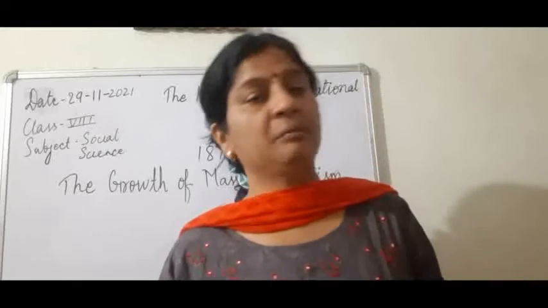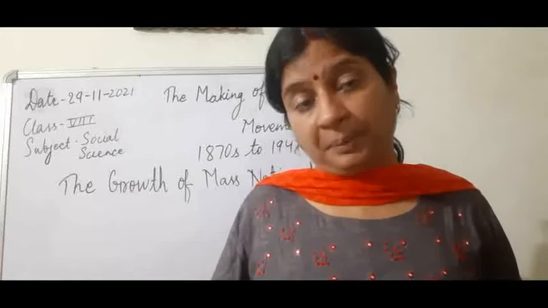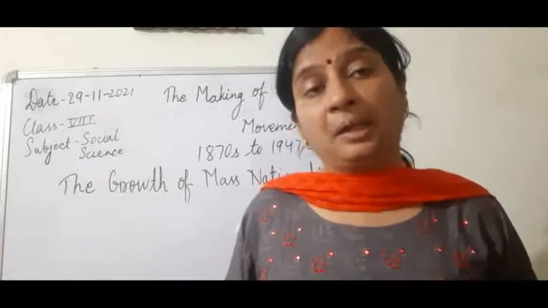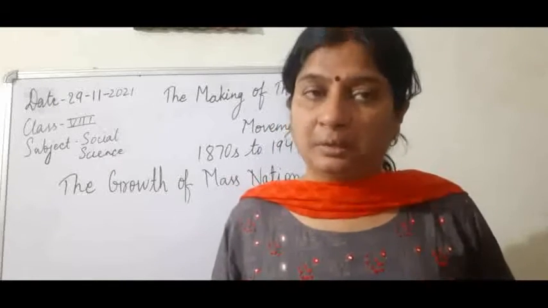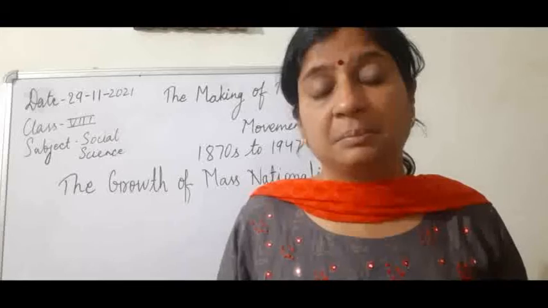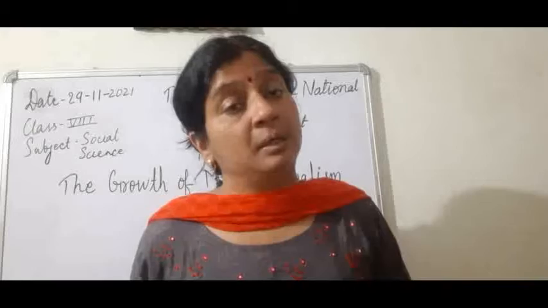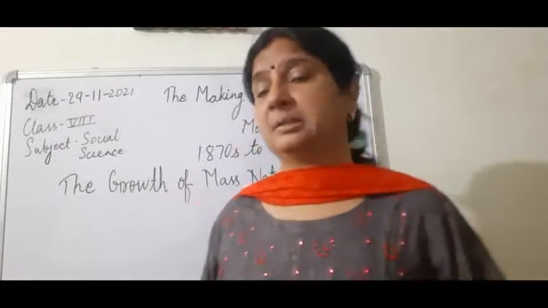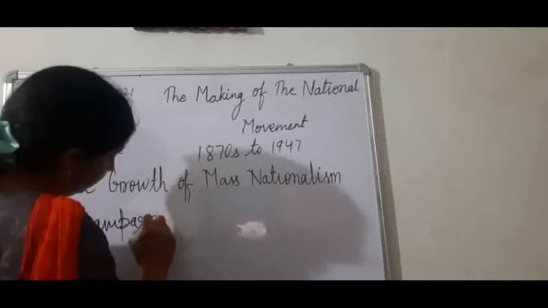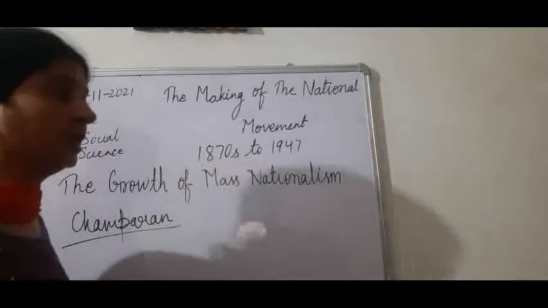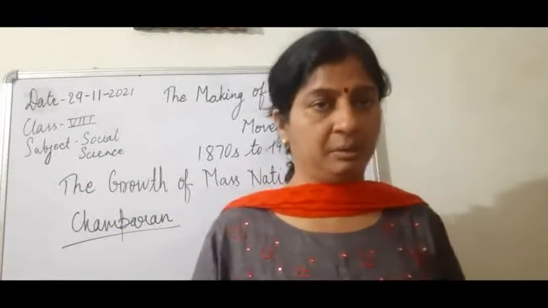And then we find that indigo cultivation shifted from Bengal to Bihar, and now in Bihar there was a very high level of exploitation of the peasants by the British planters, because they forced them to grow indigo. And then we find that Champaran is the place where Gandhi visited, and he came to know about the exploitative system of indigo cultivation in Champaran.